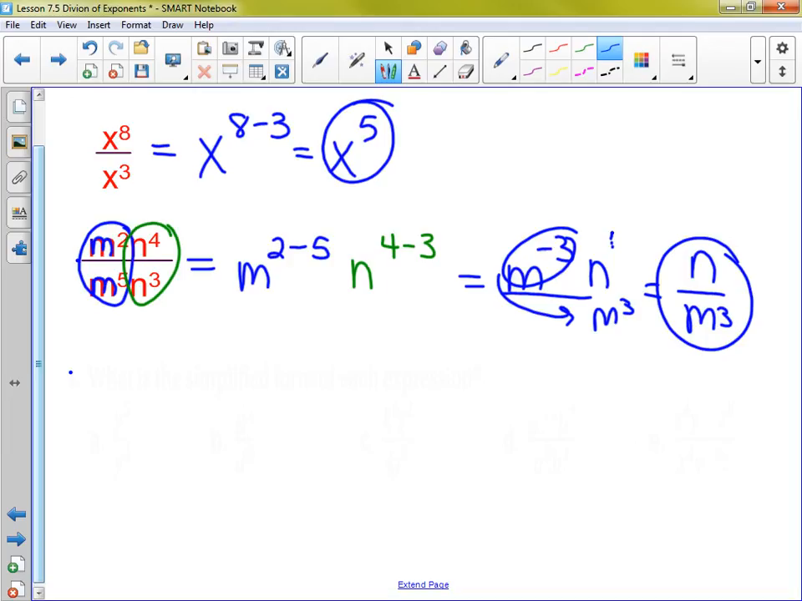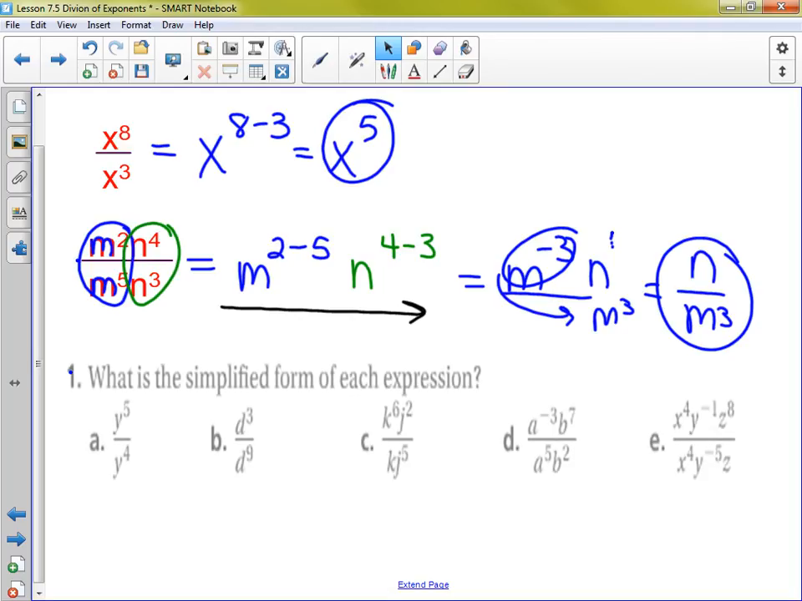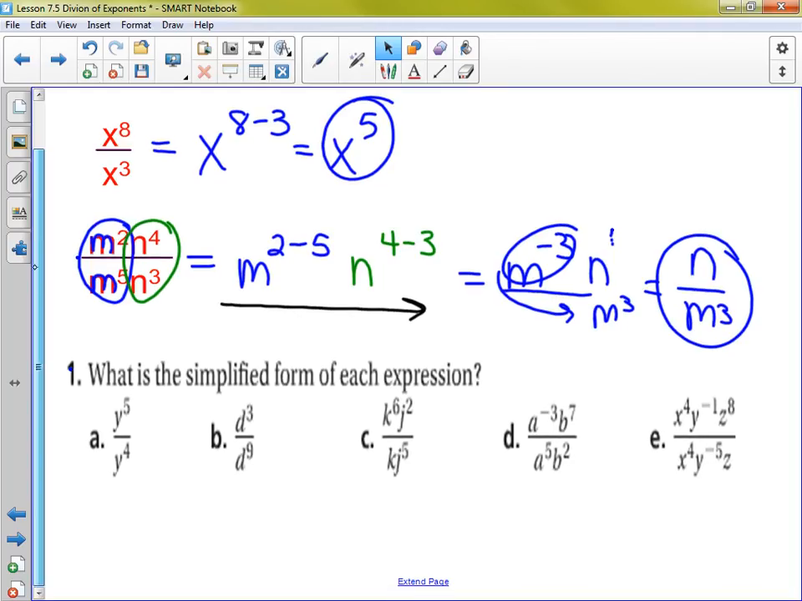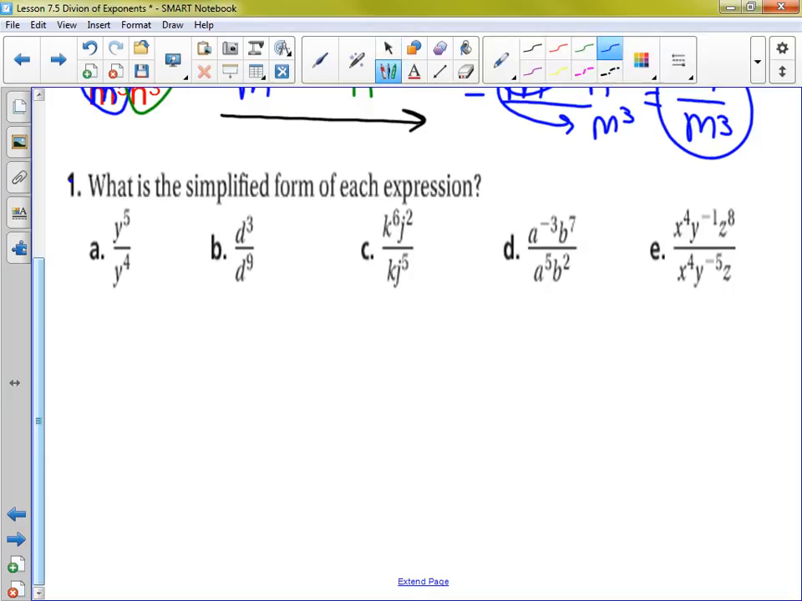Now you may have noticed that I've been working sideways, not the best algebraic form. So let me do the next several and I'll show you how to work down the page. In fact, you could stop right now, hit the pause button and try these all by yourself, and then I'll come back and solve them for you.